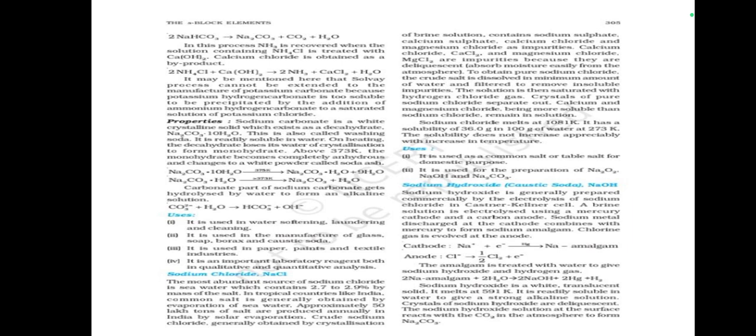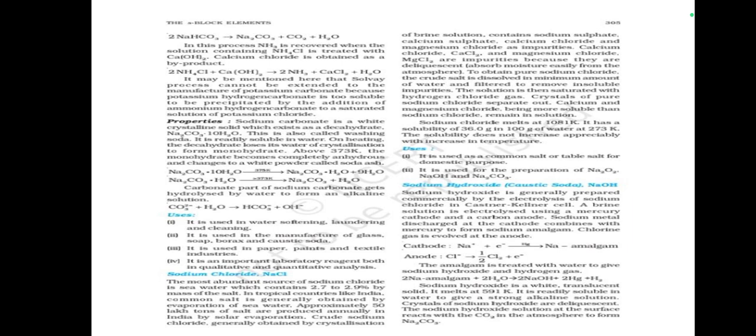To obtain pure sodium chloride, the crude salt is dissolved in minimum amount of water and filtered to remove insoluble impurities. The solution is then saturated with hydrogen chloride gas. Crystals of pure sodium chloride separate out. Calcium and magnesium chloride, being more soluble than sodium chloride, remain in solution.